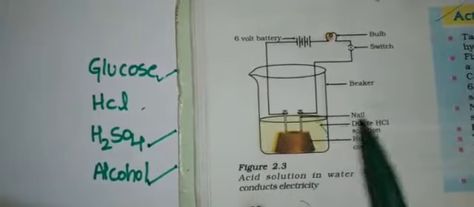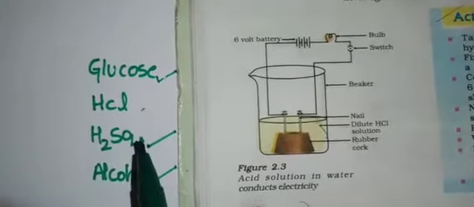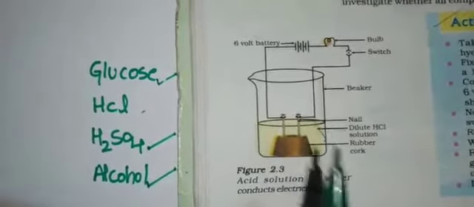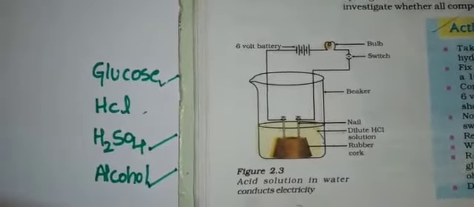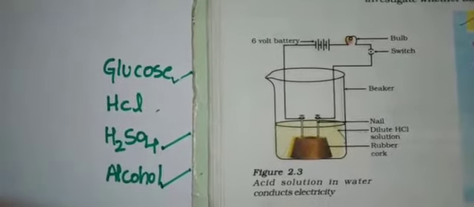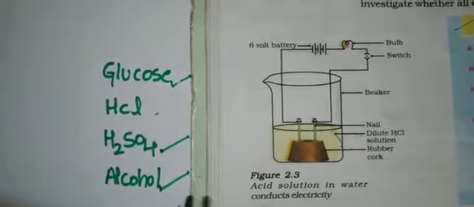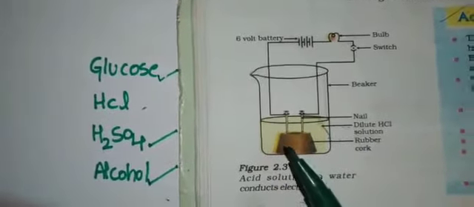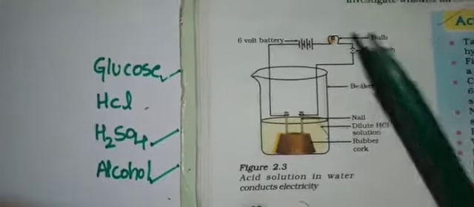For all of these, instead of hydrochloric acid, we have to take sulfuric acid, alcohol or glucose. We have to test and note down the observation. So here, does the bulb glow in all the cases? In all these cases, does the bulb glow? When we tested all the solutions, did the bulb glow?